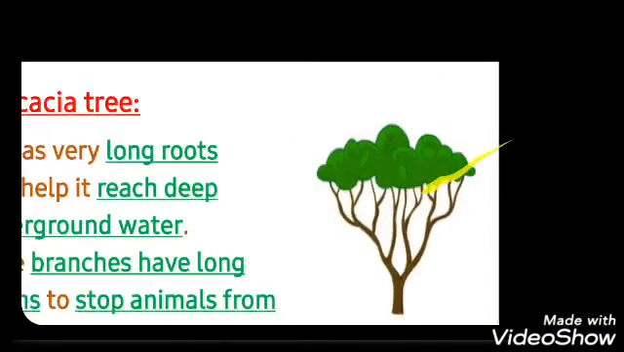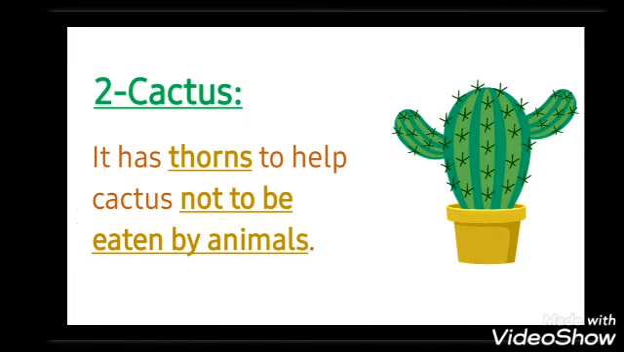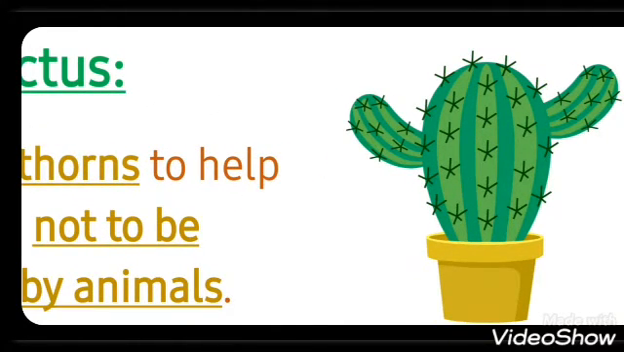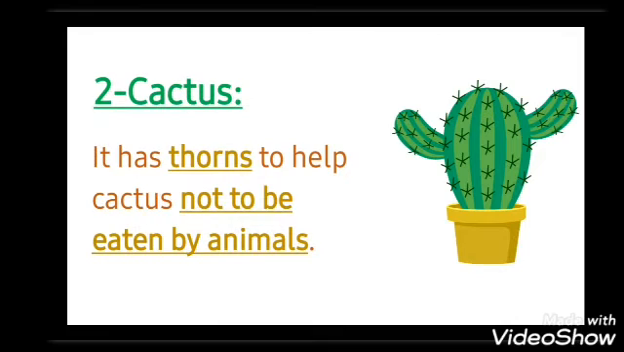Okay, junior 3. After that, number 2, cactus. Look at this picture. You will see thorns on the plant to help the cactus not to be eaten by the animals. Okay, junior 3.